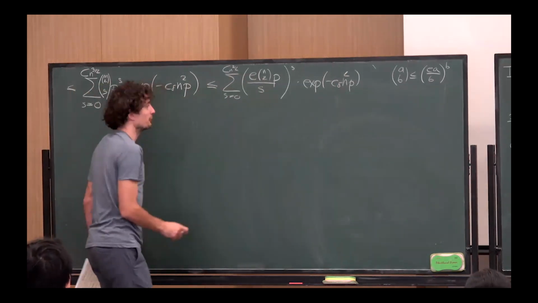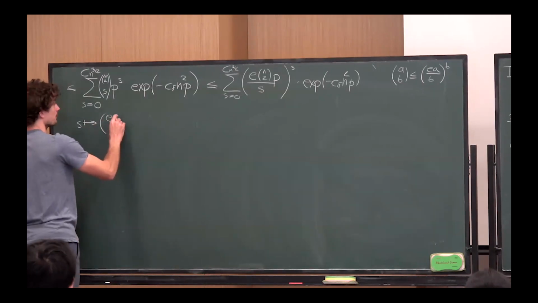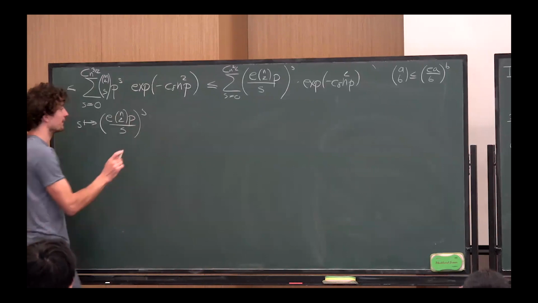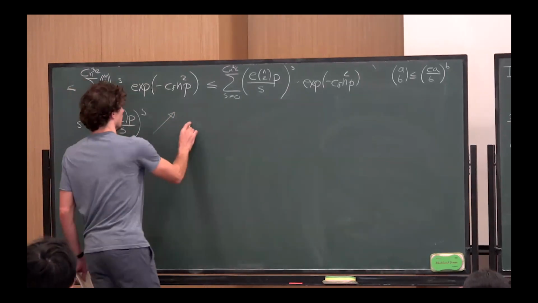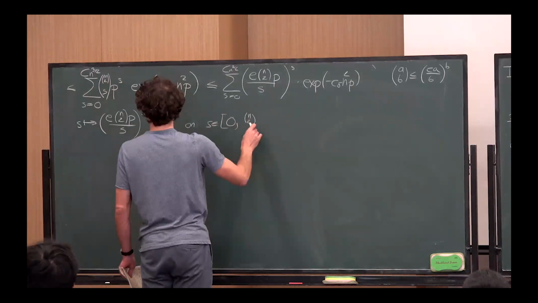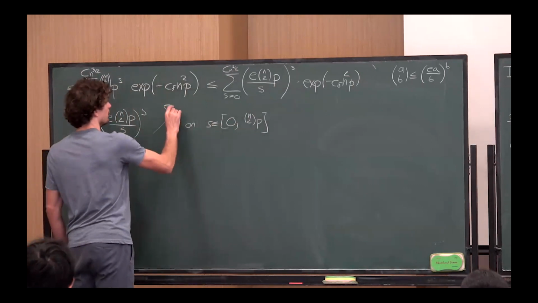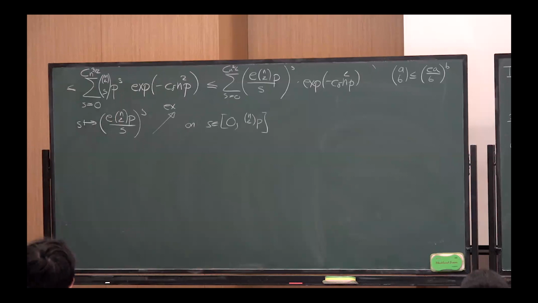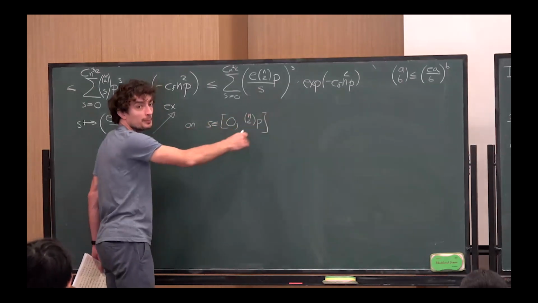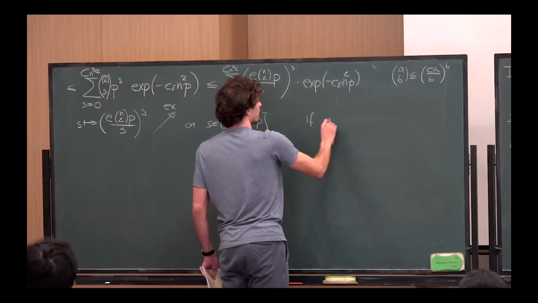Now, the nice thing about this function, which takes S to e n choose 2 p over S to the S, is that it's increasing on the interval 0 to n choose 2 p. So this I will leave as an exercise, which means that we can bound each of the terms by the term with the largest S.